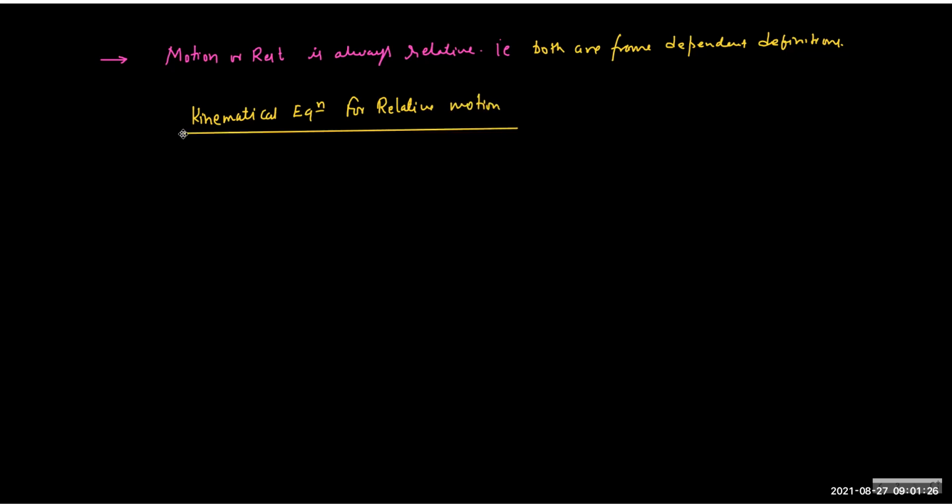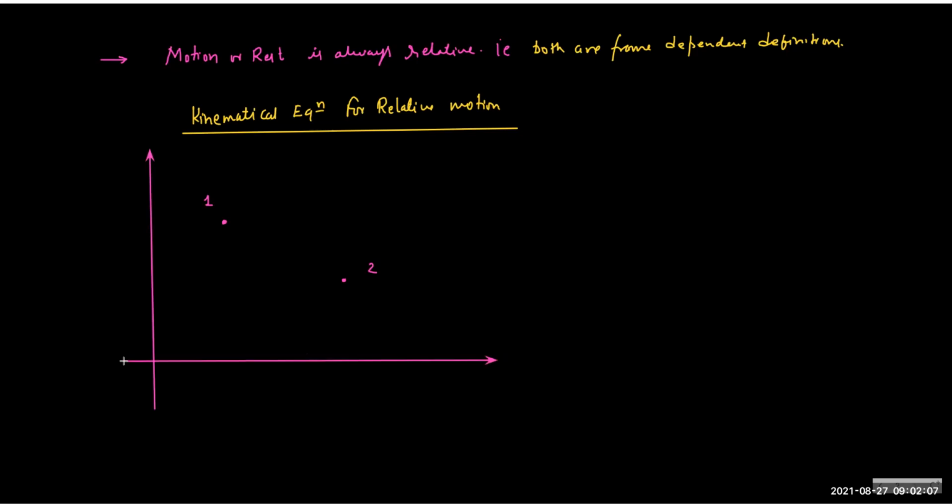So now we're going to derive the formula for the kinematical equation in relative motion. Imagine we have two particles, one and two, and both are in motion. So one is moving, two is also moving, in any random direction, we don't know. So let's create some frame.